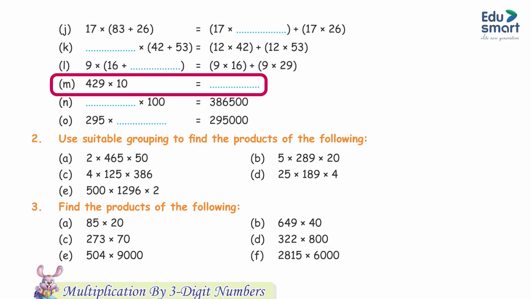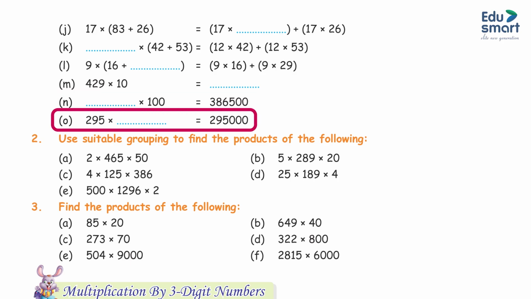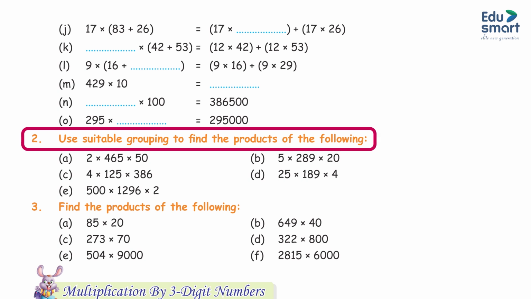M. 429 into 10 is equals to 4290. N. 3865 into 1000 is equals to 38,65,000. O. 295 into 1000 is equals to 2,95,000. Question 2. Use suitable grouping to find the products of the following.